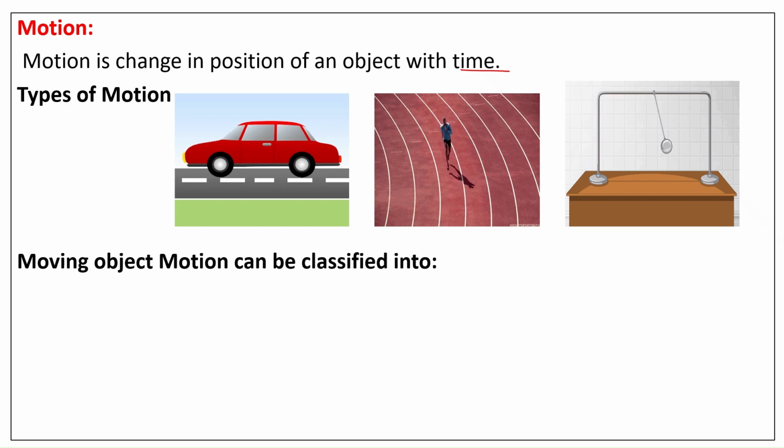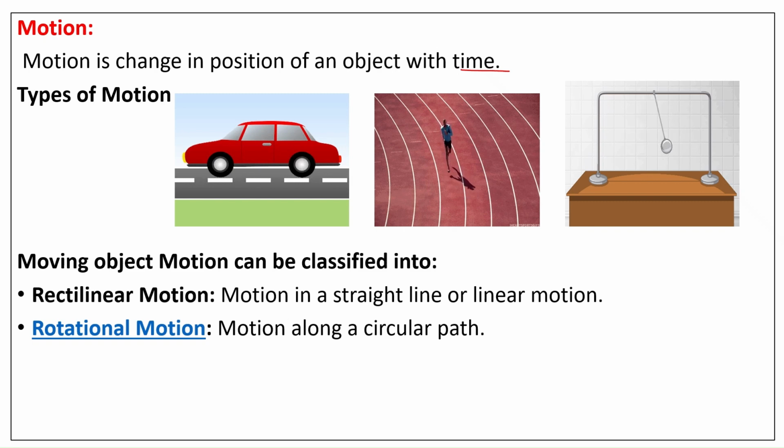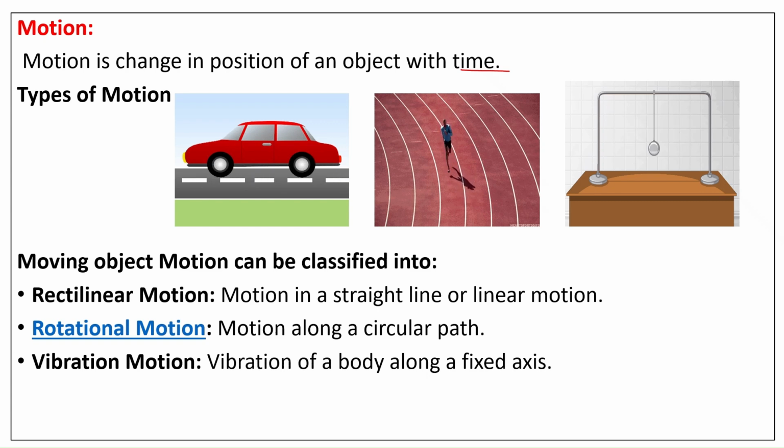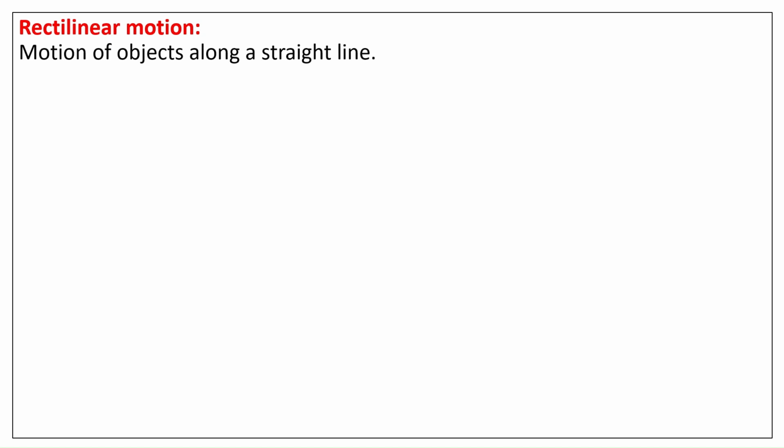So, depending on the path followed by the moving object, motion can be classified into rectilinear motion, motion in a straight line or linear motion; rotational motion, motion along a circular path; vibration motion, vibration of a body along a fixed axis; and oscillation motion, to and fro motion of a body. In this topic we study rectilinear motion, motion of objects along a straight line.